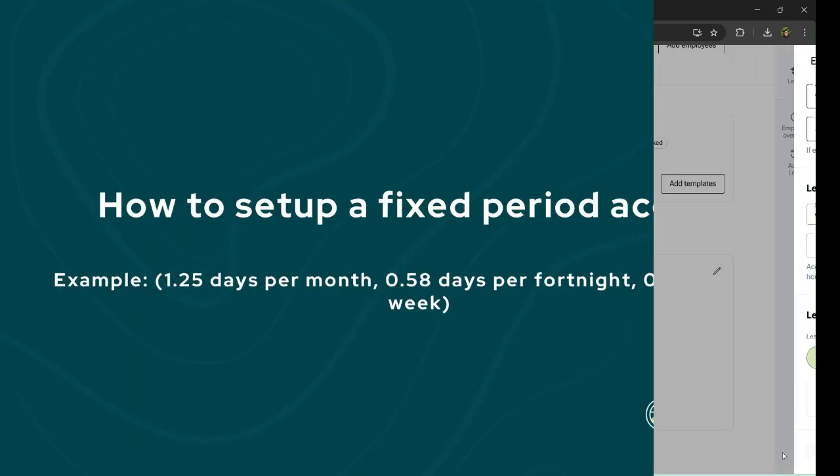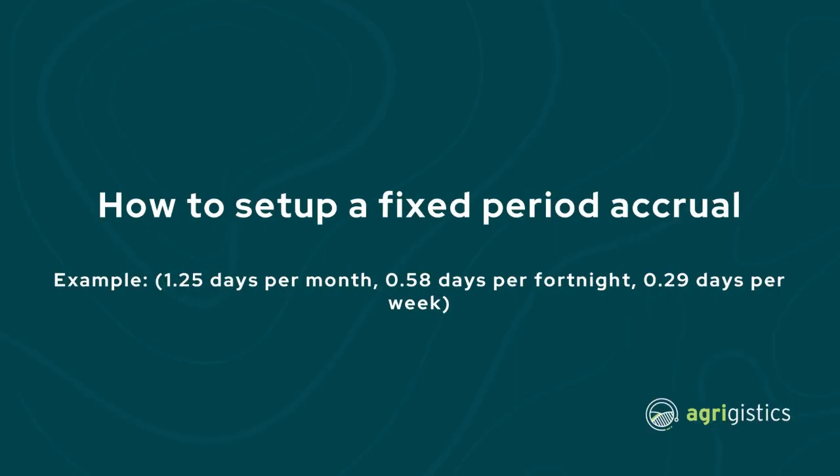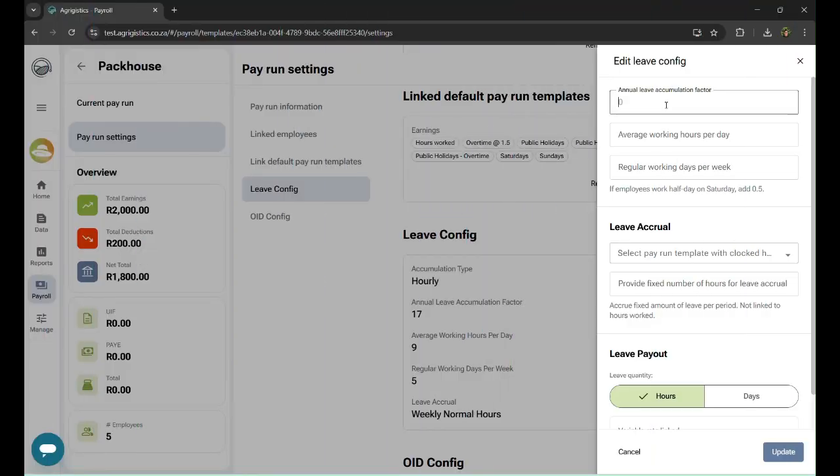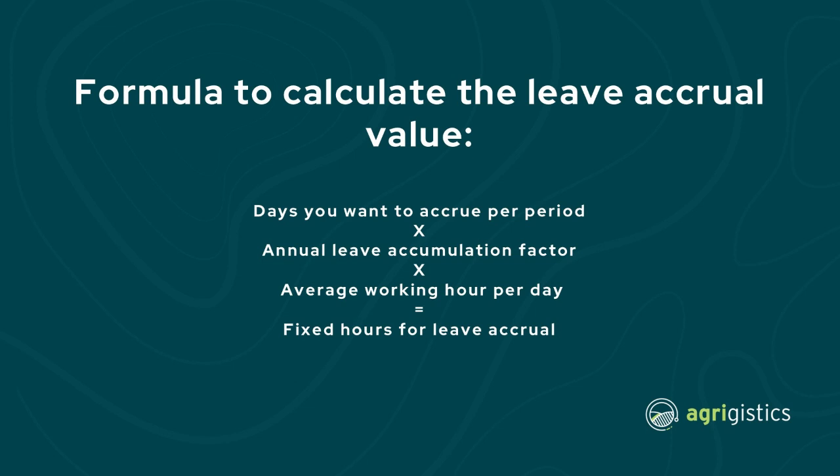How to set up the fixed accrual per period. In the leave config, put in your 17 hours for the accumulation factor, your average working hours per day, and your average working days per month. In the Provide Fixed Number section, you'll have to calculate the correct variable.